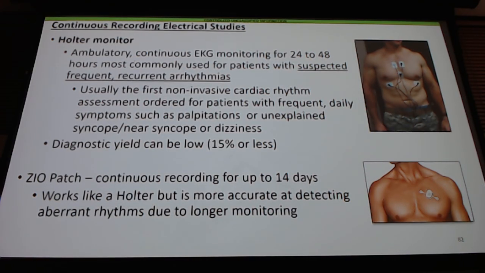So we have the EKG, which is just a 10-second snippet of time, but that can be very difficult to catch arrhythmias that come and go. So we have methods of doing longer continuous monitoring of EKG using your Holter monitor, which is only good for 24 to 48 hours max. But your Zio patch gives us a much longer duration to try to catch some of those intermittent arrhythmias. These work better by having a higher yield than just a 10-second EKG to catch those arrhythmias.